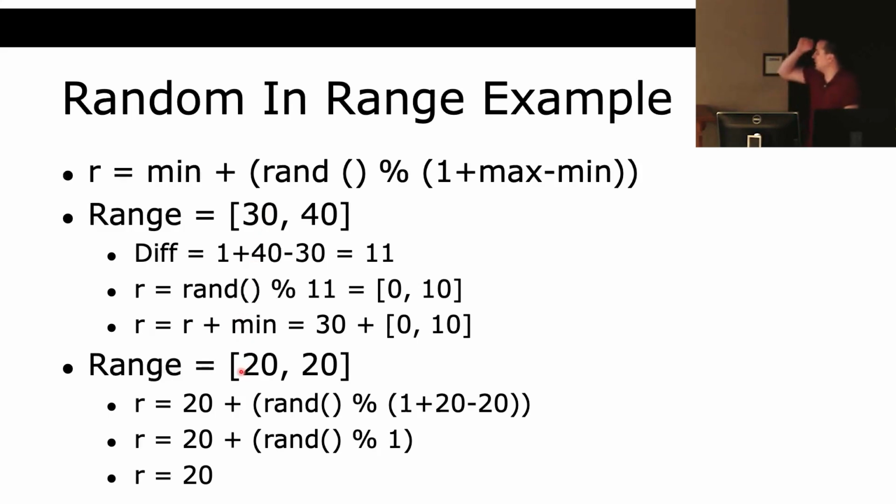And this even works if I have a range which is the same. So between 20 and 20, rand mod 1 plus 20 minus 20, that is always going to give us 0. And so 20 plus 0 will just be 20, right? So it'll work as long as you give it a min that's lower than a max.